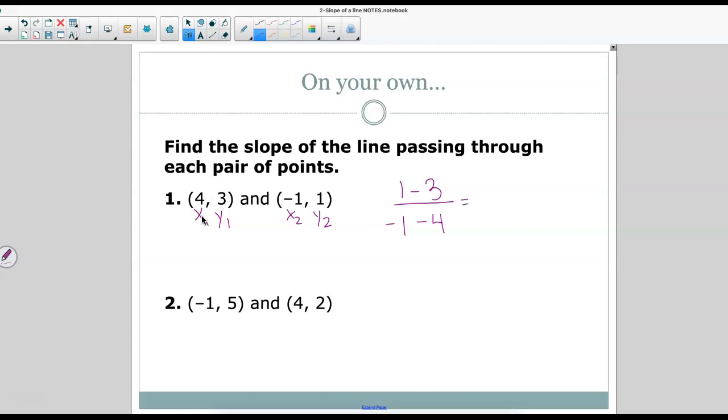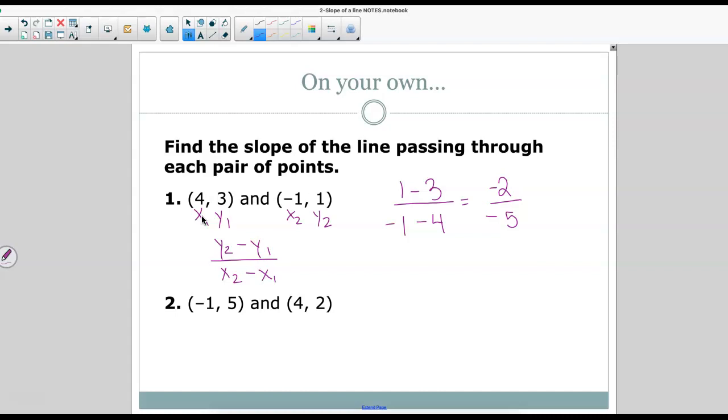So on the first one, you should have had -2 over -5. Do you see what you did wrong? I did 4 minus 1. Okay. So you guys have to remember the formula. y2 minus y1 over x2 minus x1. Label your points and pick out the right numbers.